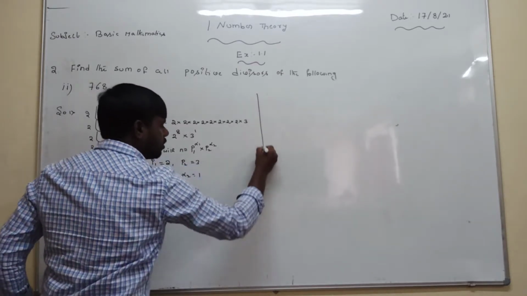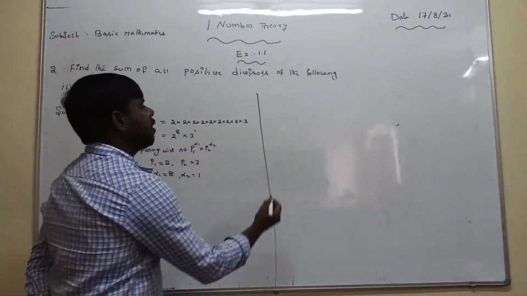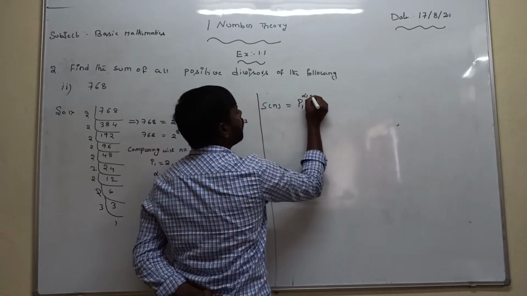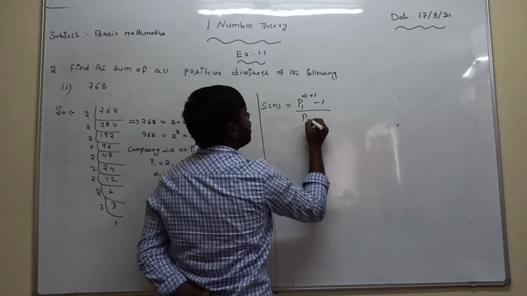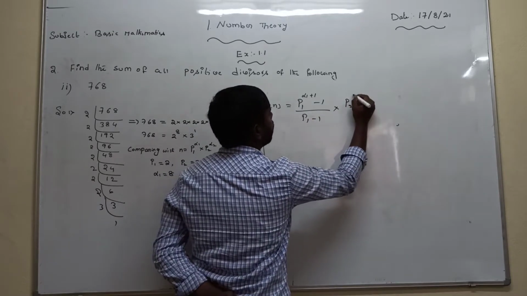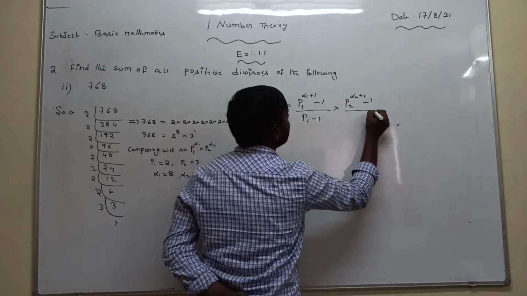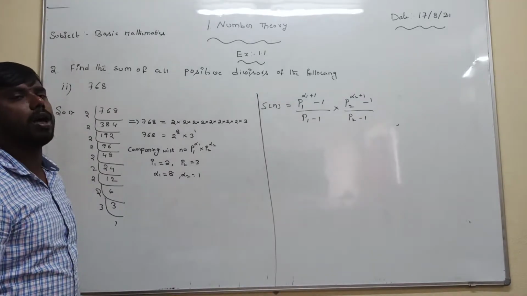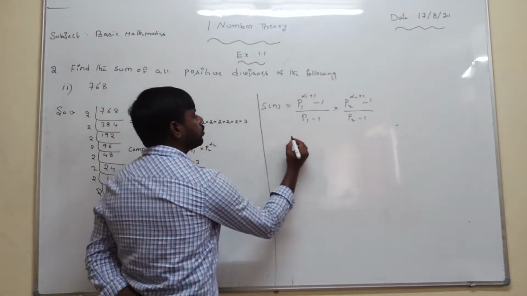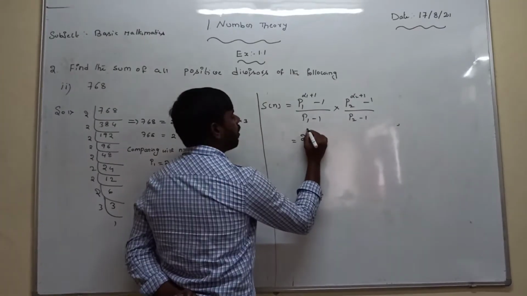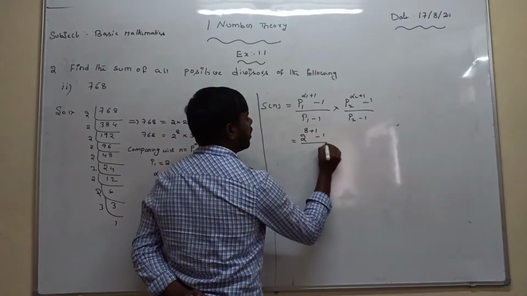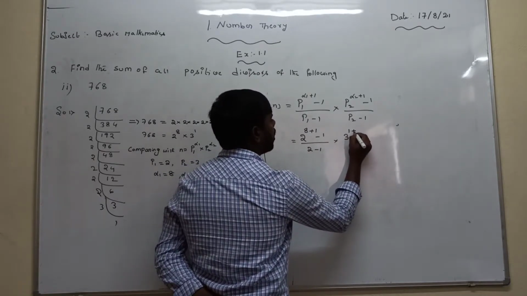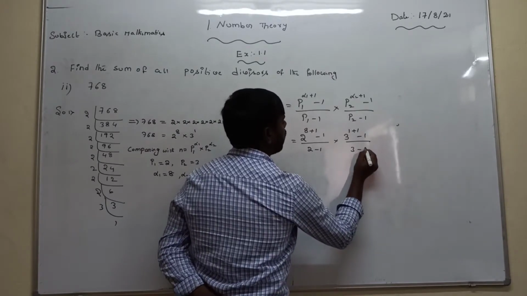Now apply the sum of all positive divisors formula: S of n is equal to P1 power of alpha 1 plus 1, minus 1, divided by P1 minus 1, into P2 power of alpha 2 plus 1, minus 1, divided by P2 minus 1. Now substitute the P1, P2 and alpha values in this formula. So P1 value is 2, alpha 1 value is 8, so 2 power of 8 plus 1, minus 1, divided by 2 minus 1, into P2 value is 3, power of 1 plus 1, minus 1, divided by 3 minus 1.